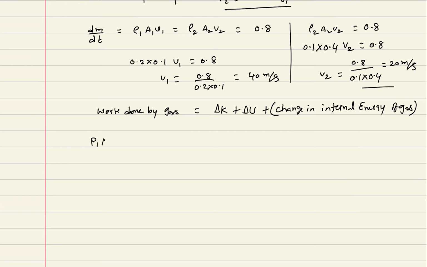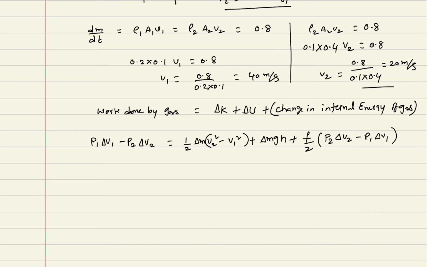adiabatically. Work done by the gas can be written as P1 into delta V1 minus P2 into delta V2, that is the pressure at the bottommost point to the topmost, the net work done. Delta K is half into delta M into V2 square minus V1 square, and potential energy is delta M into g h, plus the internal energy change, which is f by 2 into, as it is an adiabatic process, only the internal energy change, P2 into delta V2 minus P1 into delta V1.